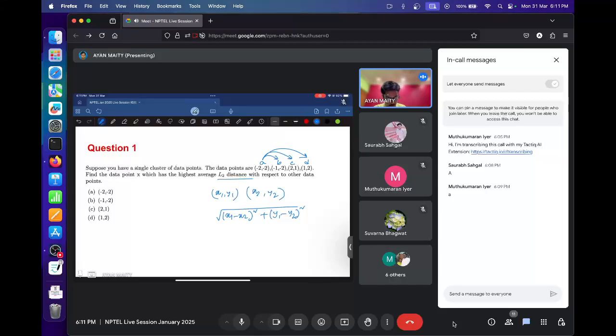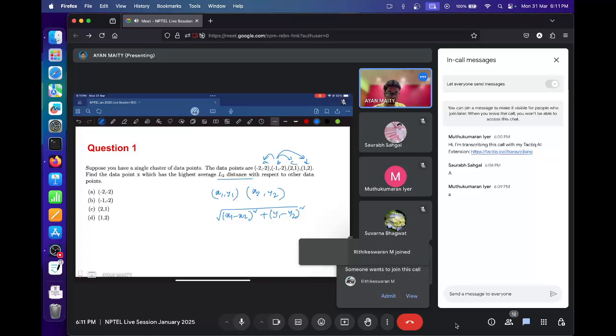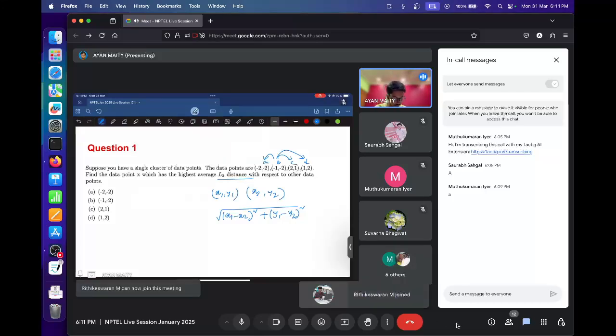Then similarly you have to compute all the distances from point B also. So B to A, B to C and B to D, and then take the average of these three distances. You have to repeat this process for the other 2 points also, C and D. Then the question is, out of these 4 points, which point has the highest average L2 distance with respect to the other data points?